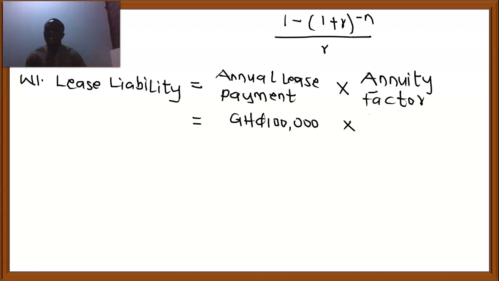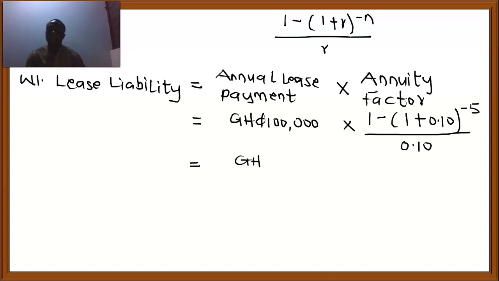So in this question, we have 1 minus 1 plus r. R is 10%, so that is 0.1. Because the lease term is 5 years, and payments are made in arrears, that is at the end of the year, it means that at the beginning of the year, Become Limited has 5 future lease payments to make. So raised to the power minus 5. Then we divide it by the interest rate implicit in the lease of 10%.